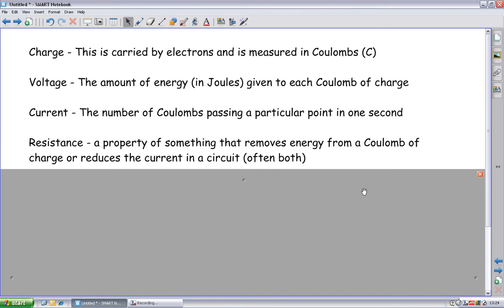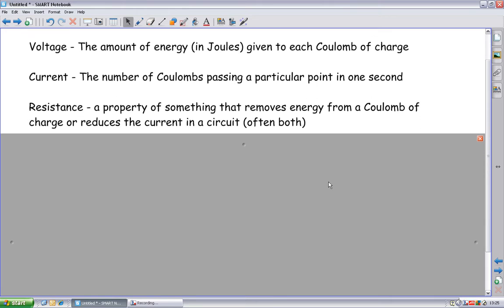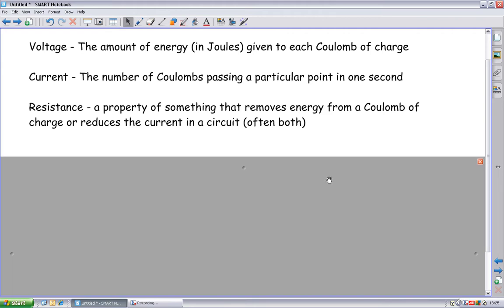And finally, resistance. Resistance is a property of something that removes energy from a coulomb of charge, or it reduces the current in a circuit. Often, it does both. Most regular resistors both slow down the flow of charge and remove some energy from a coulomb of charge.